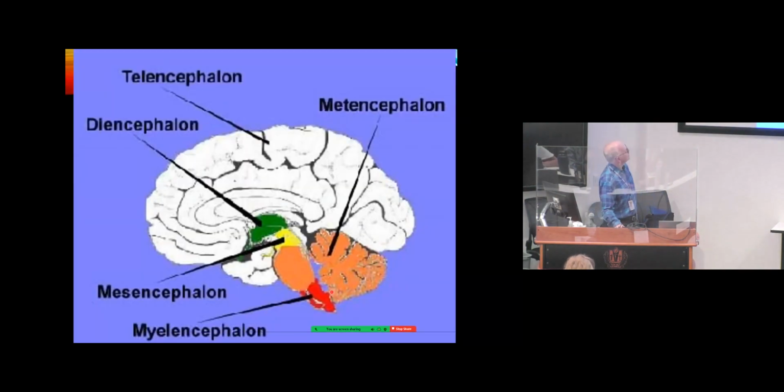A little bit of a grainy picture here, but in terms of the big picture, the white is all of the telencephalic structures. That's why this whole lecture is telencephalon. The diencephalon is in this area here. Mesencephalon, remember, is equivalent with the midbrain. The metencephalon is the pons and cerebellum, and the myelencephalon here is the medulla.